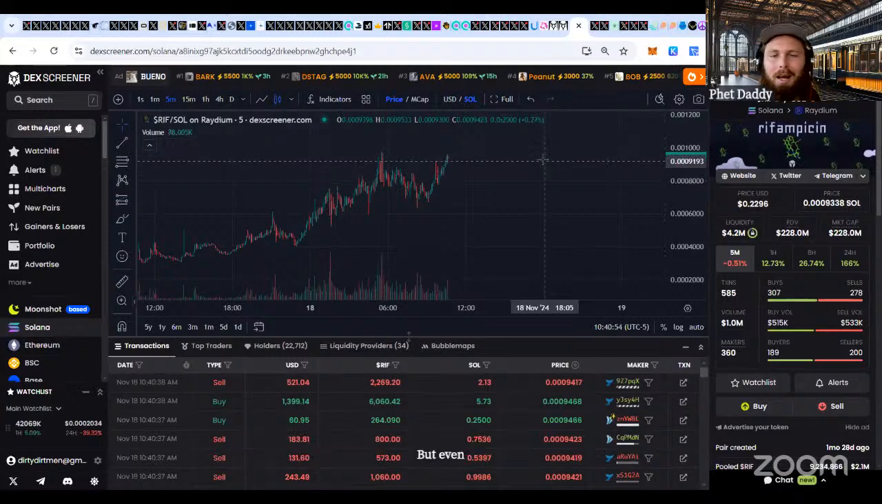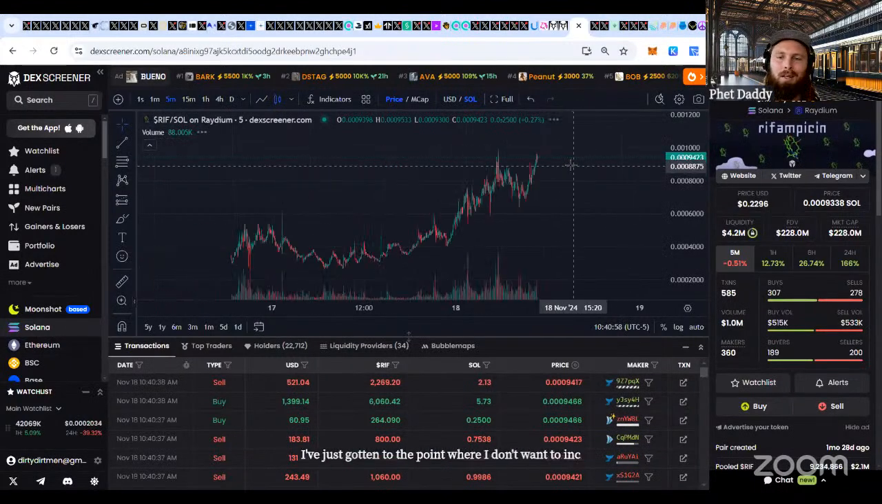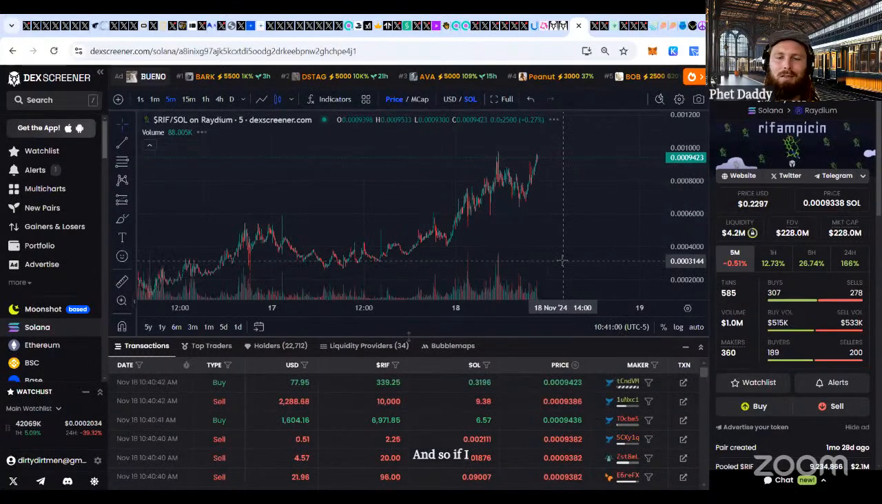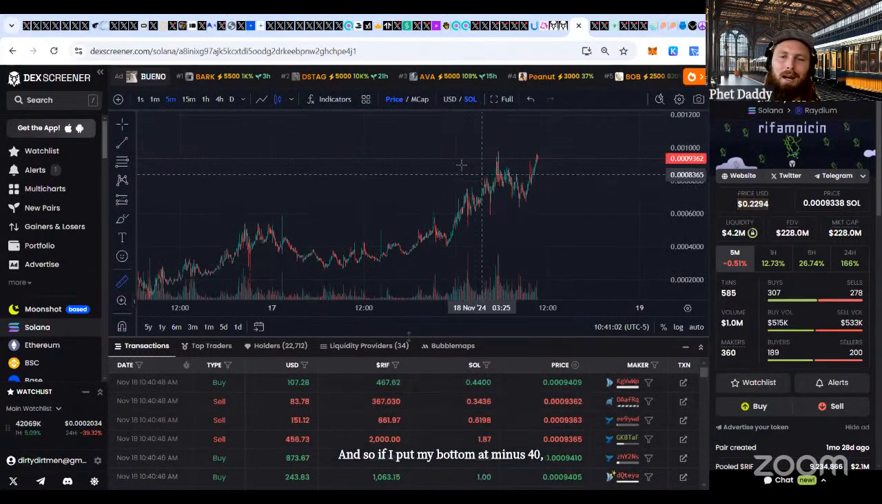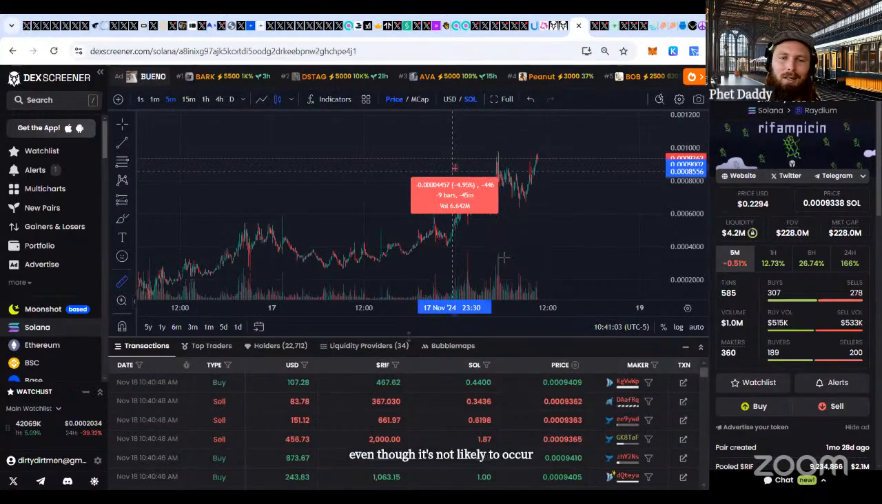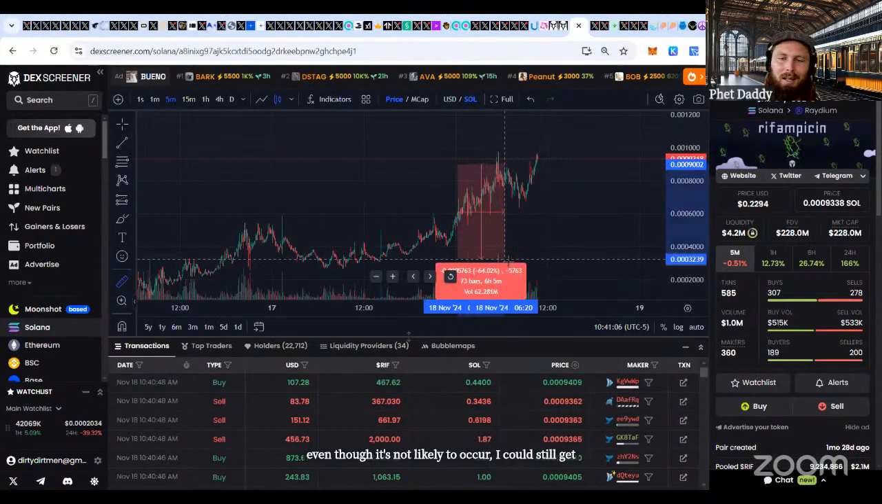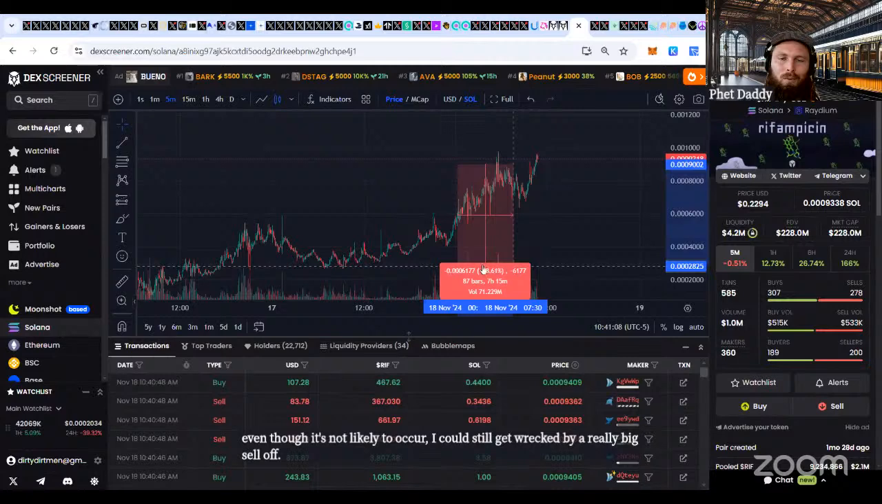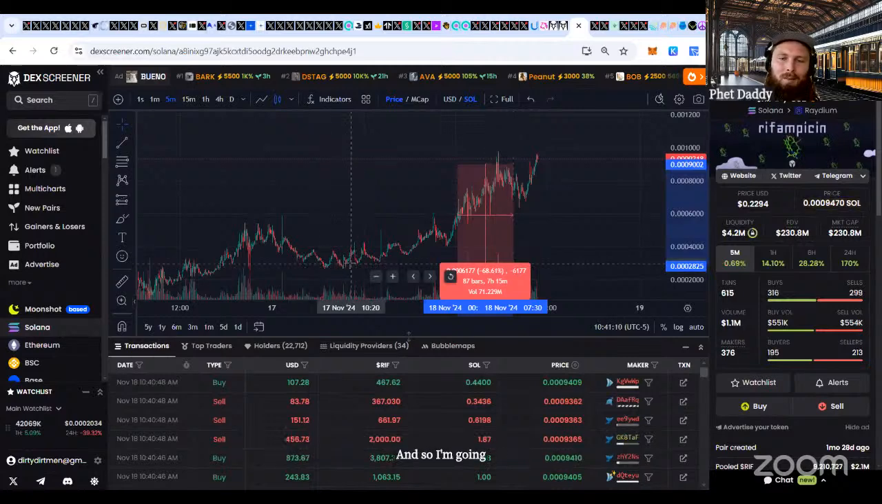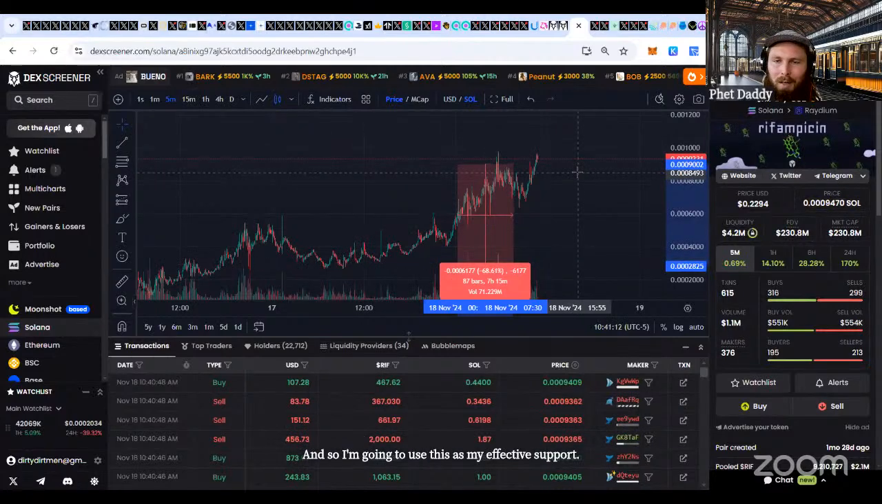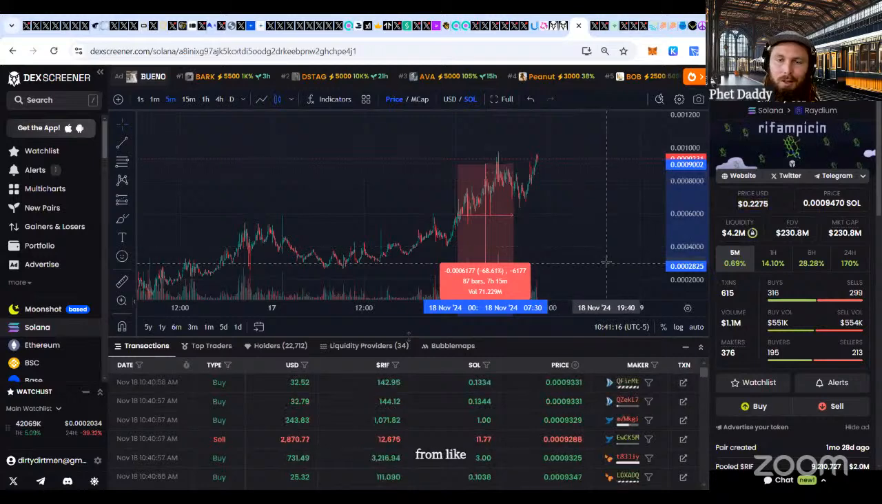But even so, I've just gotten to the point where I don't want to incur the emotional stress. If I put my bottom at minus 40, even though it's not likely to occur, I could still get wrecked by a really big sell-off. And so I'm going to use this as my effective support. I'll probably go from here, from like 8.4 down to 2.8. Maybe I'll go like 3.2.